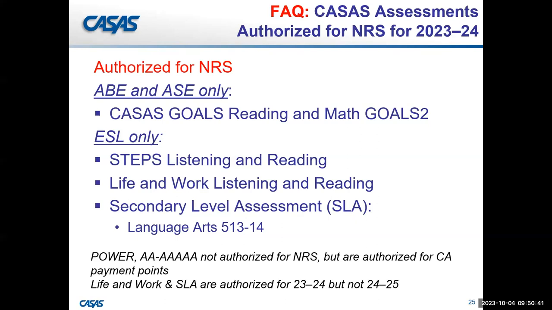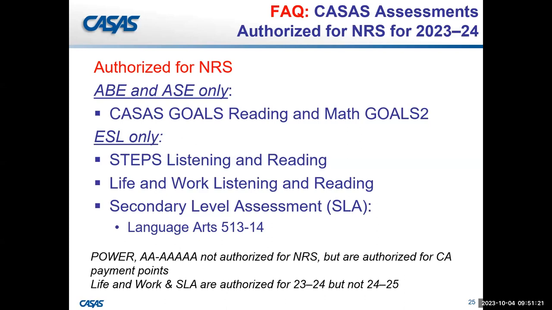But just to be clear, for ABE/ASE, you use reading or math. For ESL, you use reading or listening. To your question, it's either or. You're not required to do both. You are required to do one or the other. It's agency level choice on, for ESL, you can do all listening or all reading, or you can do both. Same sort of choice available for ABE. But back to your question, you're required to do one or the other. Reading works for both, listening ESL only, math ABE/ASE only. I think that's what you're asking.